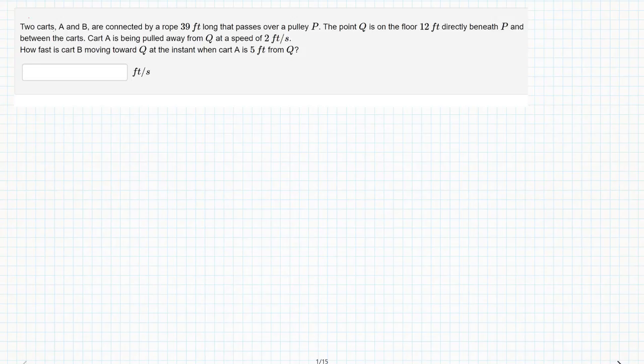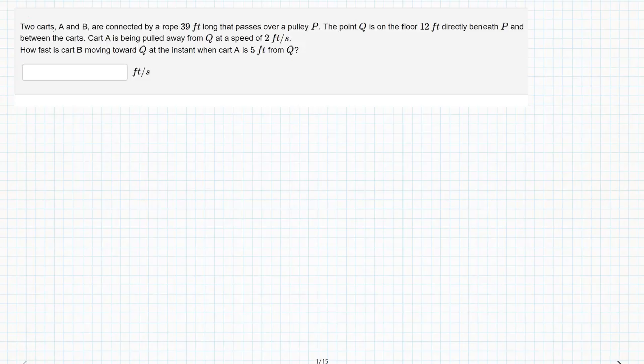We have two carts, A and B, connected by a rope 39 feet long that passes over a pulley P. The point Q is on the floor 12 feet directly beneath P, and between the carts. Cart A is being pulled away from Q at the speed of 2 feet per second. How fast is cart B moving towards Q at the instant when cart A is 5 feet from Q?